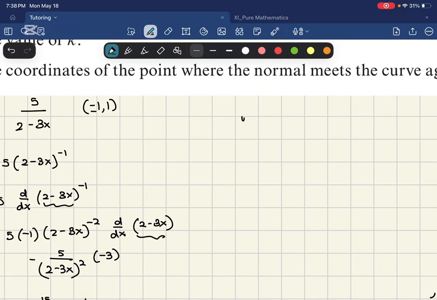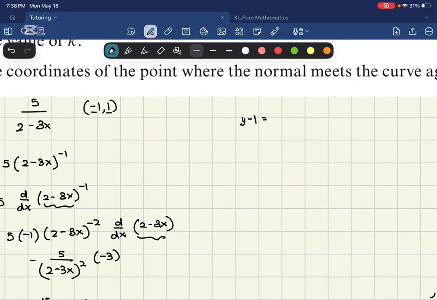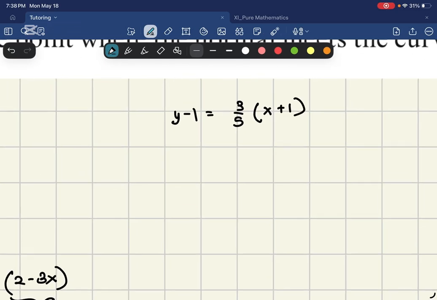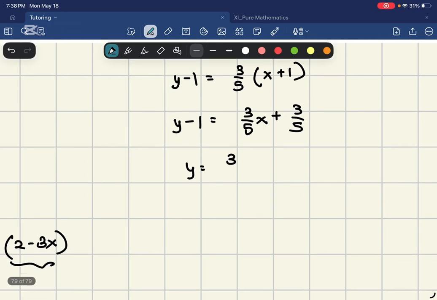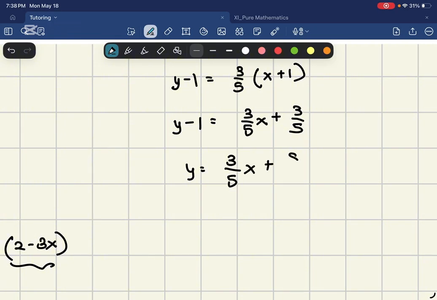So now, y minus y1, which is 1, is equal to 3 over 5, the slope of the tangent, times x minus x1. Minus negative 1 is going to give me x plus 1. So y minus 1 is 3 over 5 x plus 3 over 5. And if I add 1 on both sides, I get 8 over 5 plus 5 over 5. So that is just going to be 0.6x plus 8 over 5, which is 1.6. That is going to be your solution.